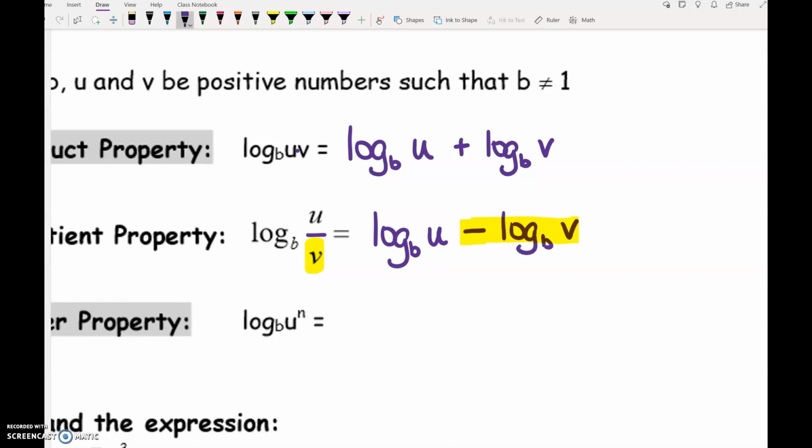Our last property is if you have an exponent inside the log, that exponent is going to move out in front, and this will become n times the log base b of u. We don't want to keep exponents inside the log. They can be confusing and messy. It moves in front and becomes multiplication in front of the log.